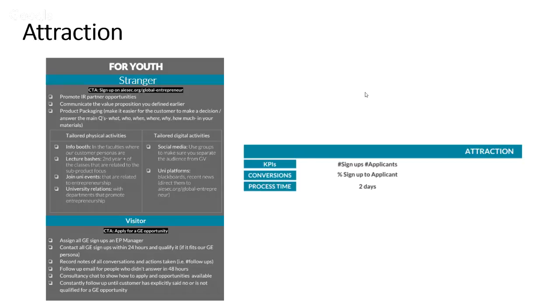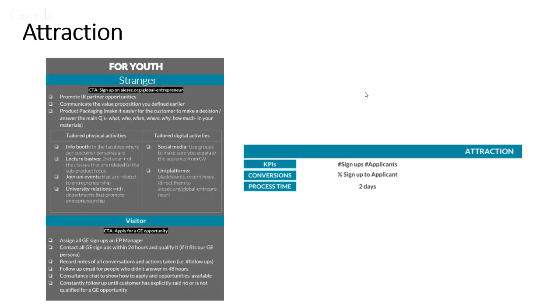When they are turning visitors, when they already sign up and apply for a GE opportunity, you have to be clear that you need to always have an EP manager, because some information comes to your EP manager, and also you need to assign all the GE signups to your members. Remember that members are the ones that execute and do the EP management, and this is a standard procedure of everyone in the world. You need to contact the EP within 24 hours and check if the EP fits in GE or not. So you have three options.